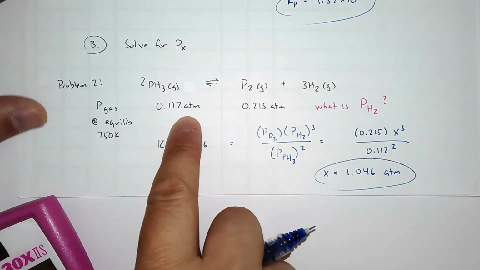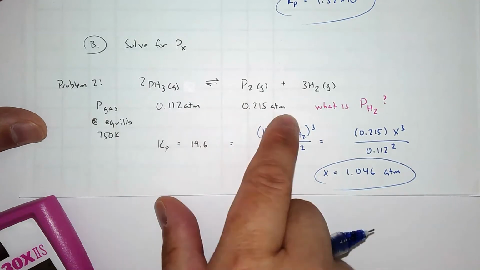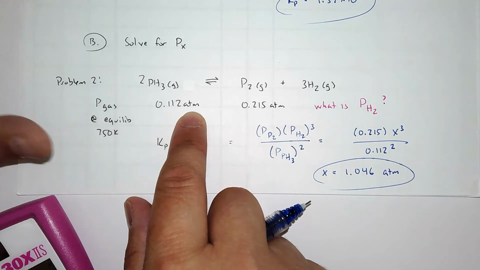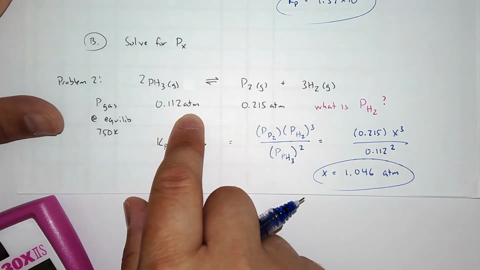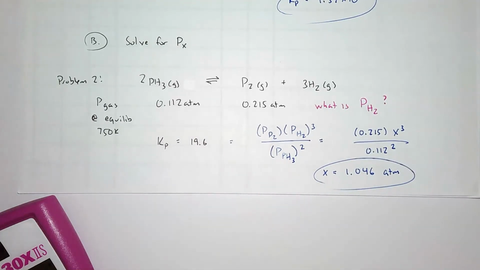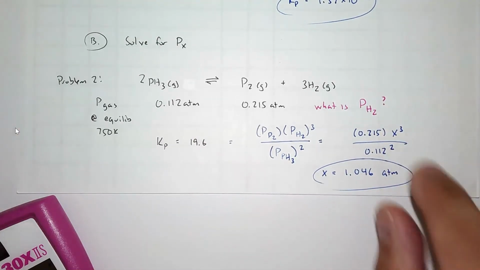If these were given in torr or millimeters of mercury, I think you do have to convert them. You should convert them to atmospheres. Or else the Kp will definitely be different, or the x would be different.